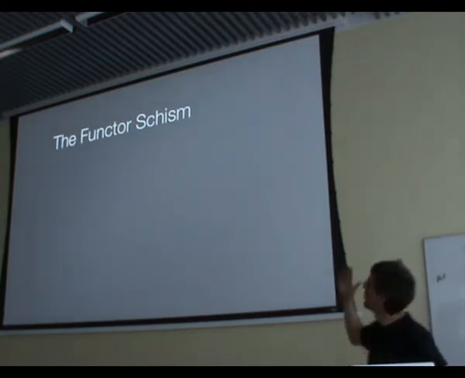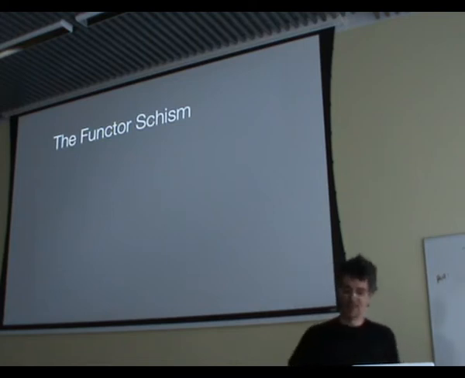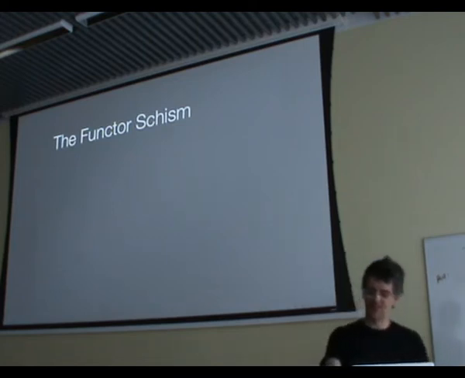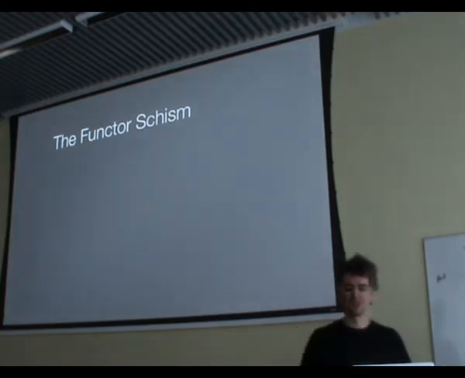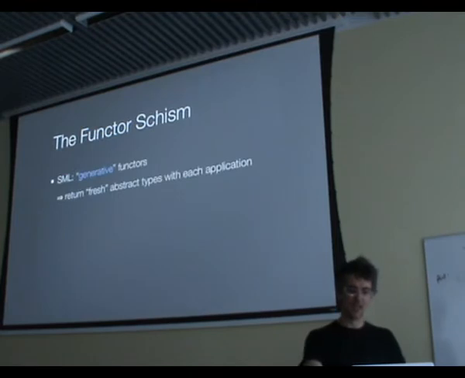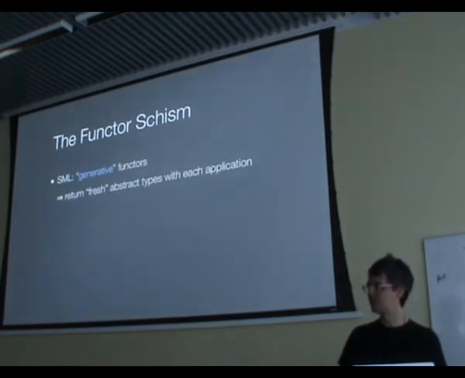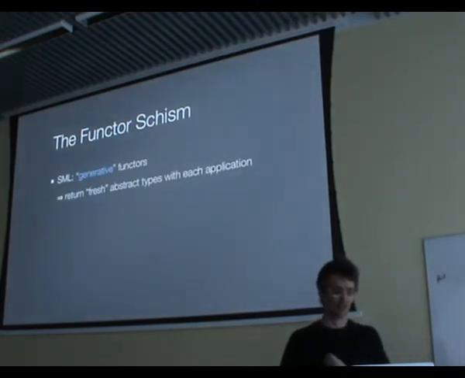So I want to talk about the functor schism, and this is the fact that we actually have two quite different semantics for functors in ML. Functors are one of the highlights of the ML module system. But I'm not sure how many people are aware that there are actually two quite different semantics.